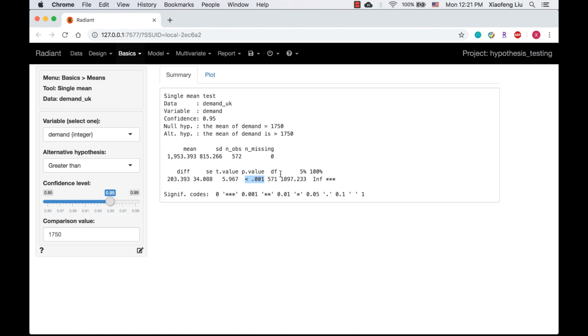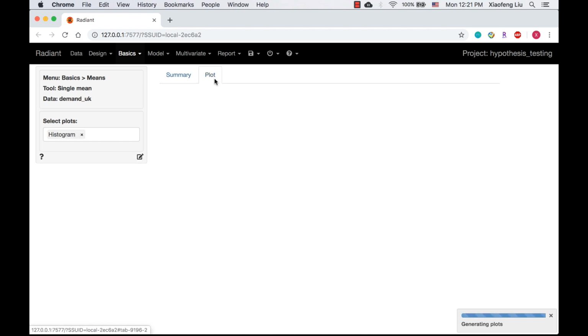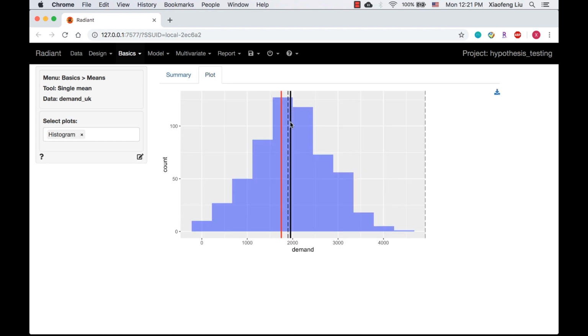The second approach is to check the confidence interval. Because the comparison value is not contained in the 95% confidence interval, we reject the null hypothesis. In addition to the numerical output, to check the confidence interval, we can also go to Plot. The solid black line shows the sample mean. The dashed lines indicate the confidence interval, and the red line is the comparison value. We can see the red line doesn't fall within the confidence interval, so we reject the null hypothesis.